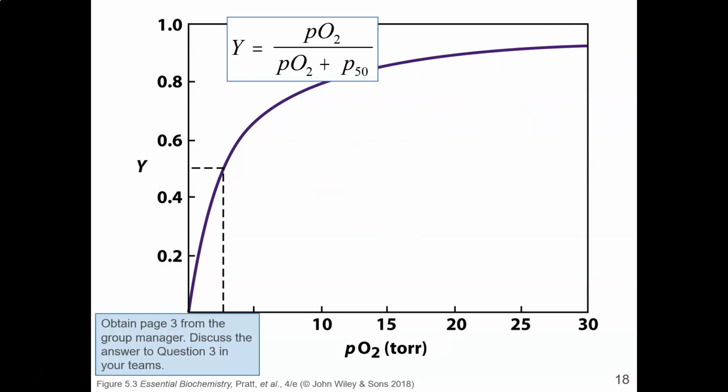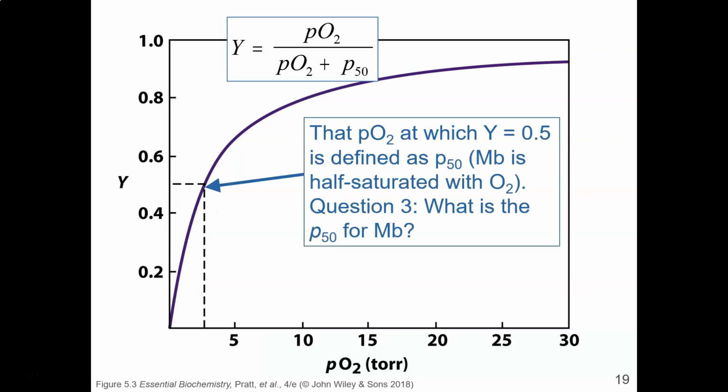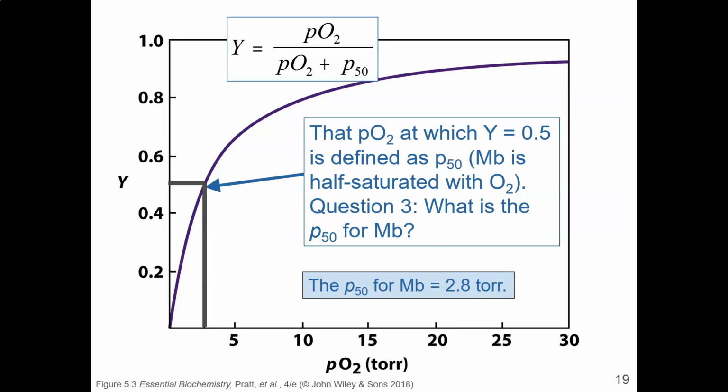So what we did in class is we obtained page 3 from our group manager. Actually, I put it on Sakai in your Dropbox. So we discussed the answer to question 3 in our teams. And that was, what is the P50 for myoglobin? Well, all we need to do is look at the definition. When y is 0.5, we draw a line over and drop a line down. And we find out that the P50 for myoglobin is equal to 2.8 torr. So that means that when the oxygen partial pressure is 2.8 torr, half of the myoglobins have oxygen bound.